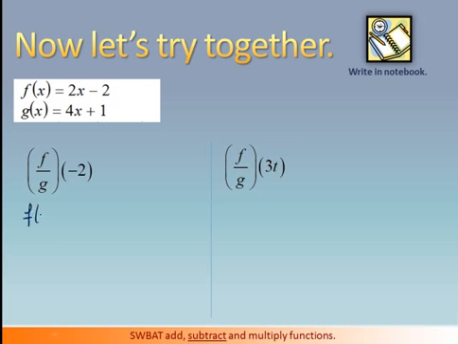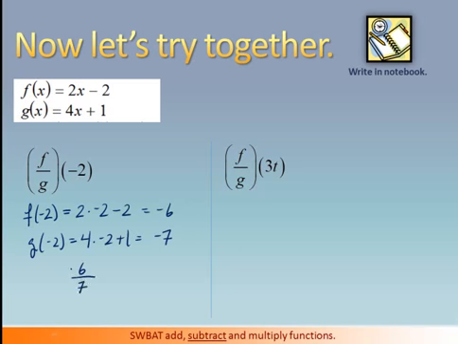So let's go and do that. F of -2, I'm going to replace that x with -2. So that's -4 minus 2 is -6. G of -2, it's 4 times -2 plus 1. See, that's -8 plus 1 is -7. Take the quotient, which is 6/7. Negative is a positive. Okay, so for this particular combination of functions, this is going to be my answer.